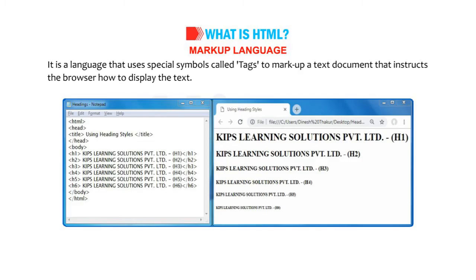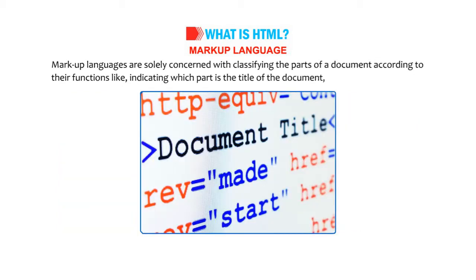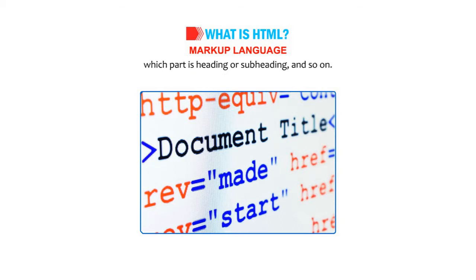Next one is markup language. It is a language that uses special symbols called tags to mark up a text document that instructs the browser how to display the text. Markup languages are solely concerned with classifying the parts of a document according to their functions, like indicating which part is the title of the document, which part is a heading or a subheading, and so on.